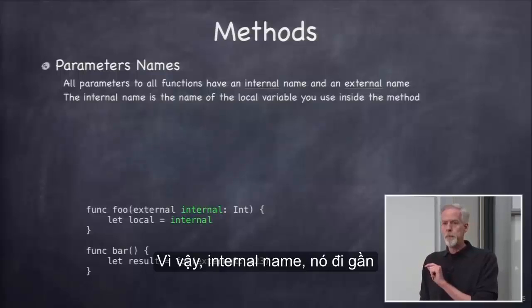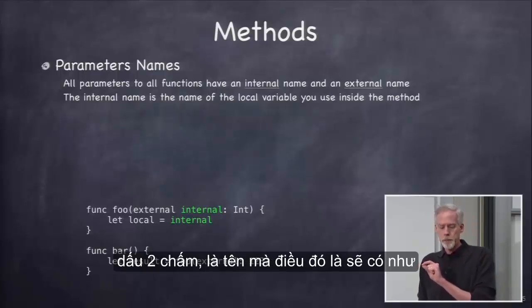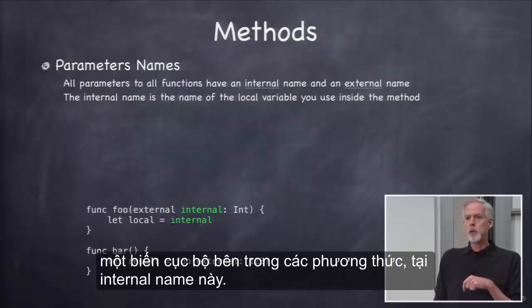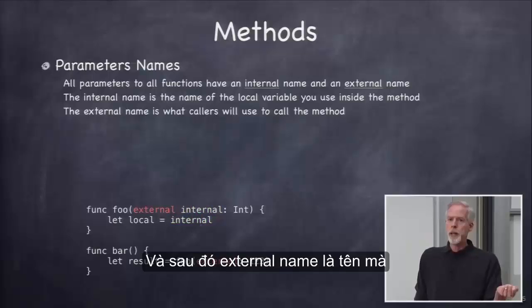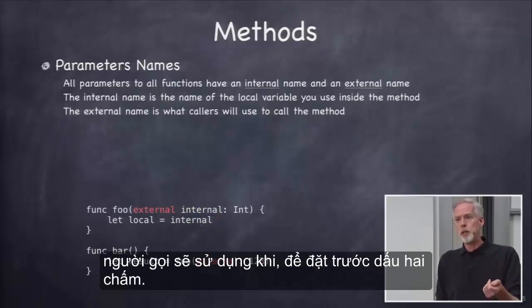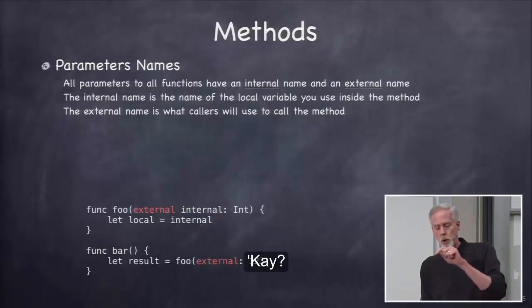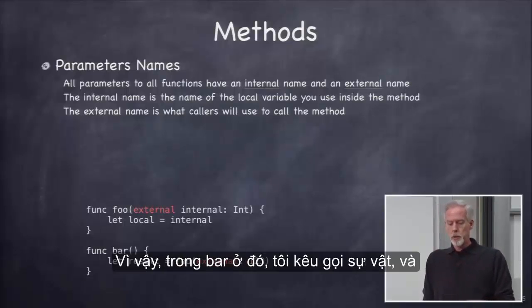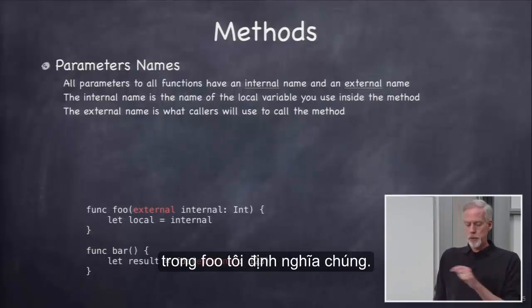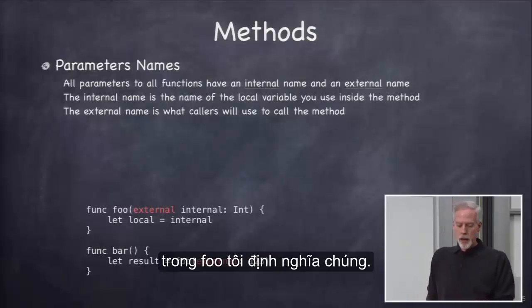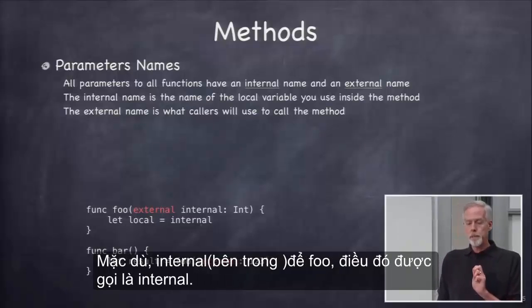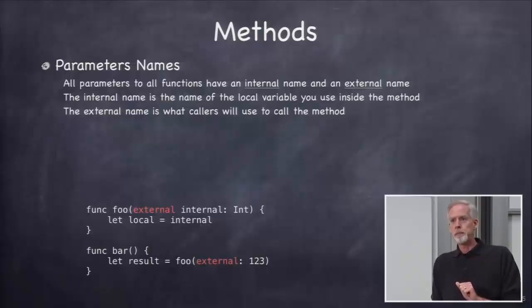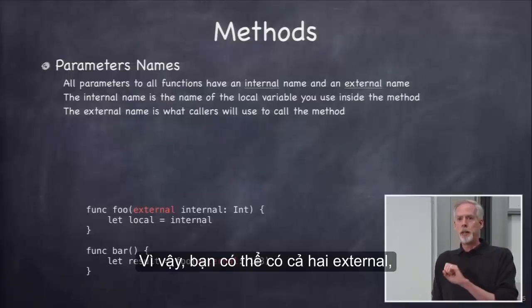The internal name, which goes near the colon, is the name that thing is going to have as a local variable inside the method. That's its internal name. And then the external name is the name that callers are going to put before the colon when they call the thing. So in bar there, I'm calling things, and in foo, I'm defining them. You see that here, I call foo with external colon 123, even though internal to foo, that thing is called internal. So you can have both external and internal names.